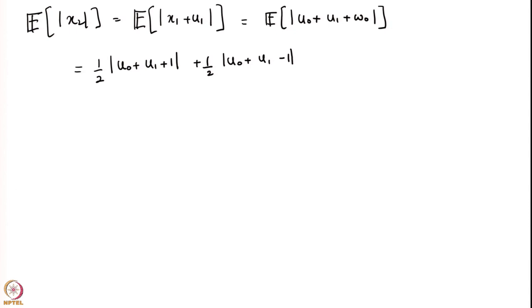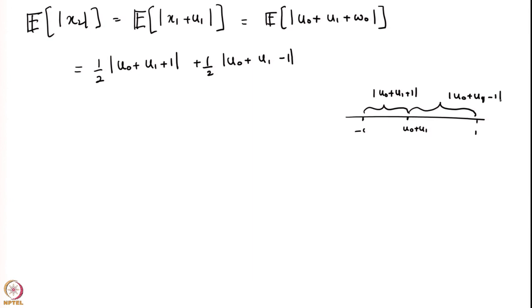Now, let us think of what this expression is basically saying. Suppose this is my real line, here is minus 1, here is 1. This expression is basically asking you to evaluate the distance of U0 plus U1 from 1 and the distance of U0 plus U1 from minus 1. So, suppose U0 plus U1 is here, this quantity here is the distance of U0 plus U1 from minus 1. So, this here is U0 plus U1 plus 1. And this distance here is the absolute value of U0 plus U1 minus 1, right.